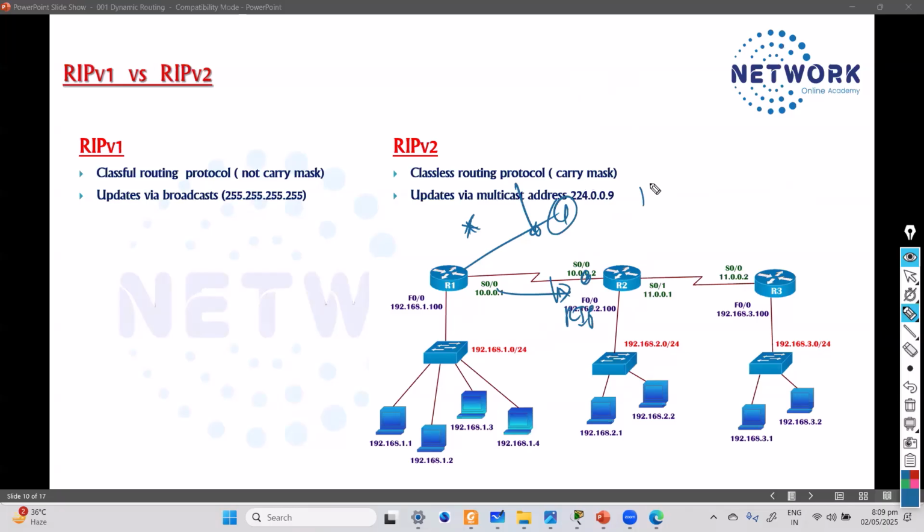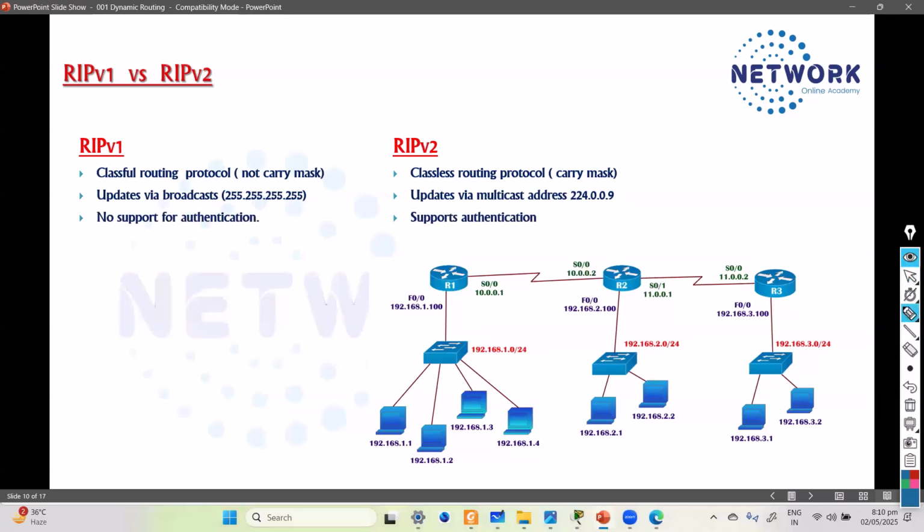That's the difference. So it is a more customized way to send the update only to the routers which are running RIP, not to everyone. Which means even though the interface is enabled and it will send the update, the opposite device is not going to listen to those updates or respond to them.